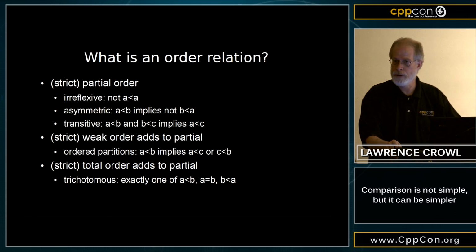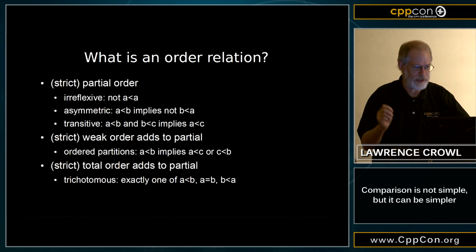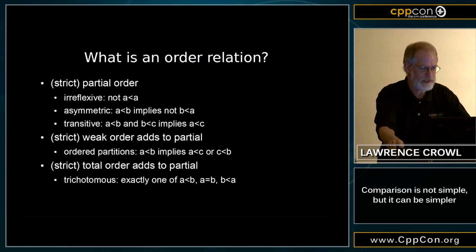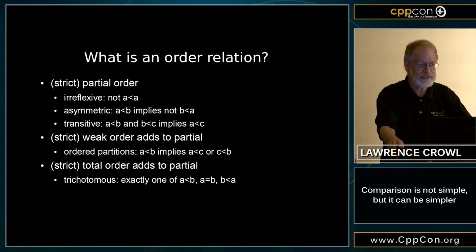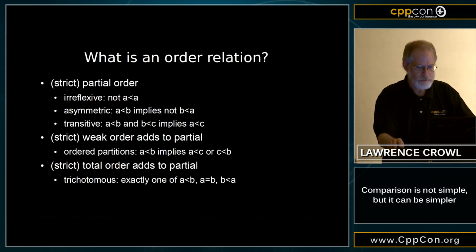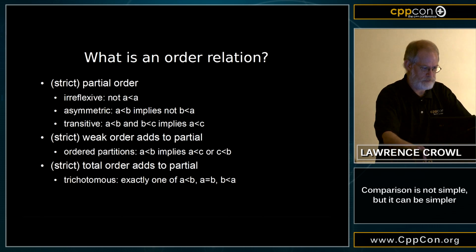And then we get to the total order, which is what we typically think of when we see the operators less than, equal to, and greater than. We typically think we're going to get a total order. And that has an additional strong requirement that it be trichotomous. What that means is that for every two elements, you have exactly one of those three relationships: less than, equal to, or greater than. Your most likely failures in delivering what you need are in creating the ordered partitions or in creating the trichotomous property.